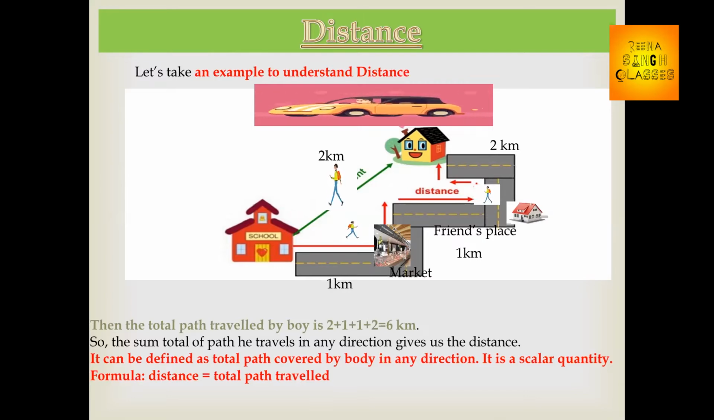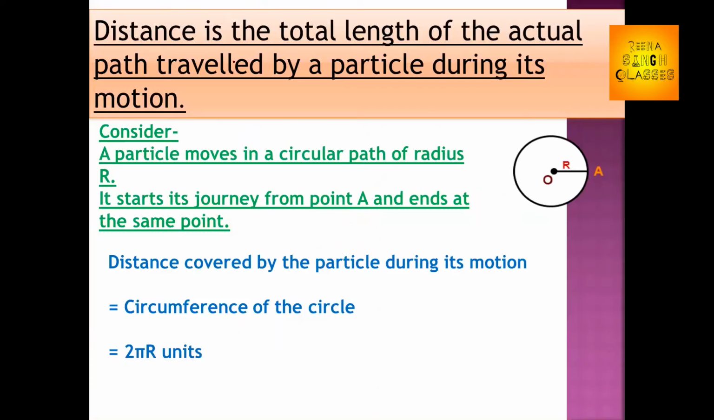With the help of this example, we get the definition of distance, which is the sum total of the path he travels in any direction. So we can now define distance as the total path covered by the boy in any direction. It is not specifying direction, so it is a scalar quantity. Distance is the total length of the actual path traveled by a particle during its motion.